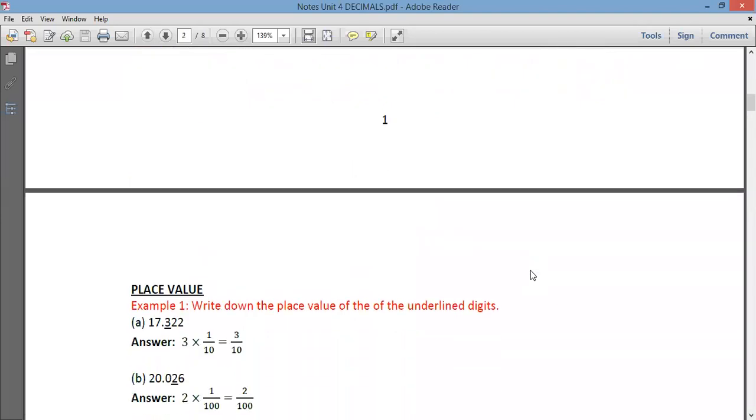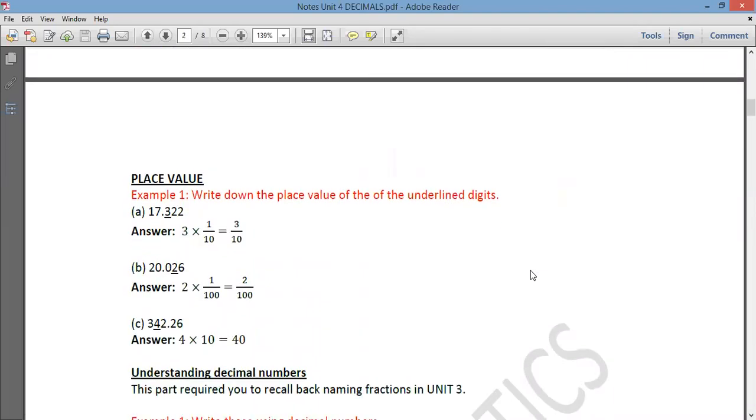Then we go to place value. Okay, place value of the underlined digit. So first number after the decimal point, you have to multiply with 1 over 10. So 3 times 1 over 10, you get 3 over 10. So this 3 over 10 is the place value of the underlined digit 3. Okay, next one, 2. You have to multiply with 1 over 100. Okay, you can refer to the figure above that I showed on page 1.